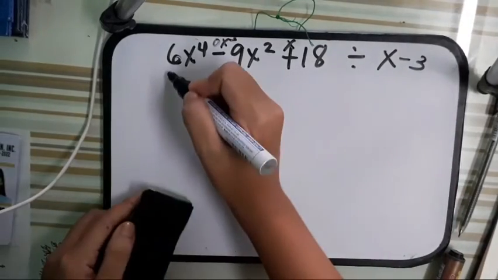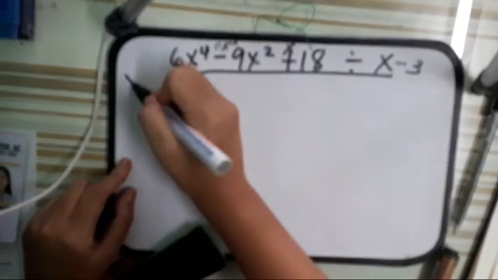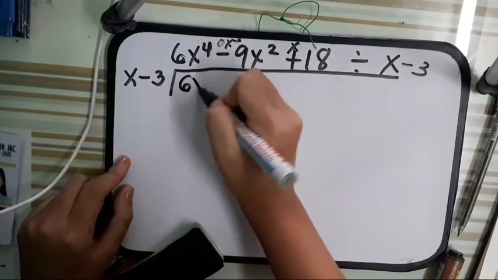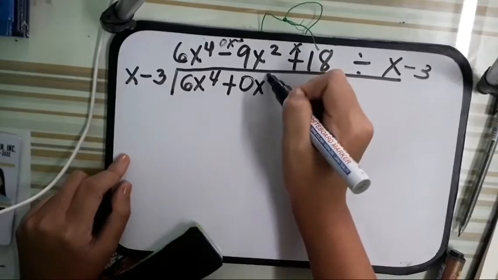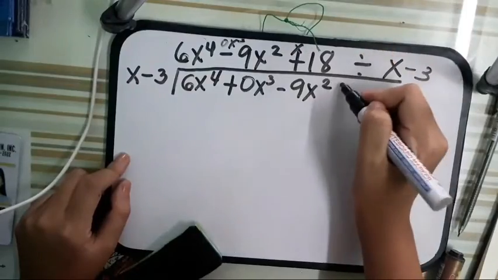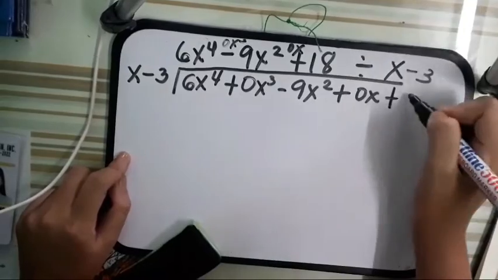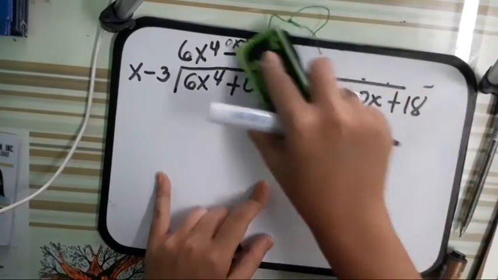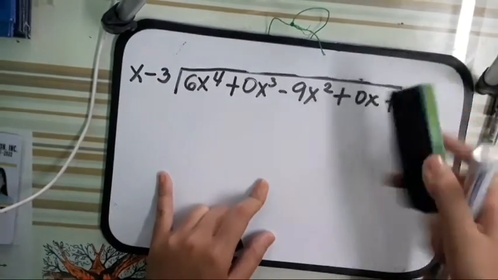Okay, so let's rewrite the given using the long division process. Okay, so this one, x minus 3 is outside, and this one will be written inside. So 6x raised to 4. We add the missing term, plus 0x cubed. Then continue, negative 9x squared. Another missing term, which is 0x, kasi wala naman, plus 18. Okay, now let's proceed on the long division.